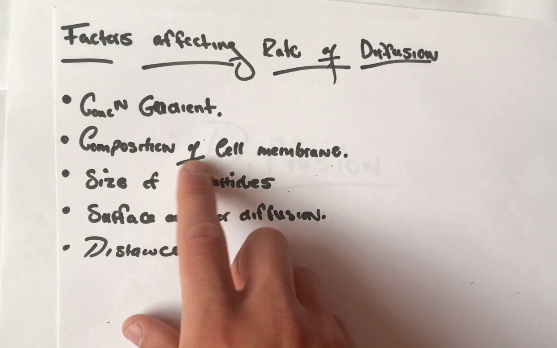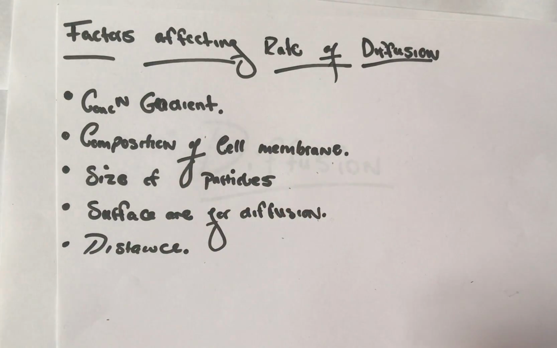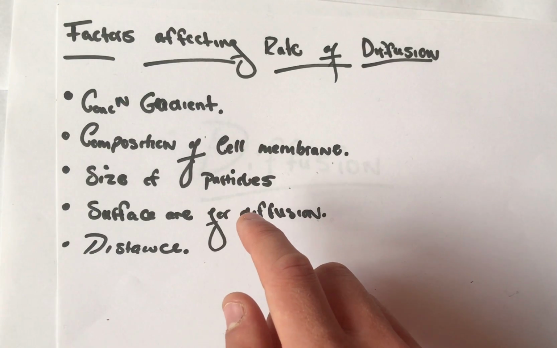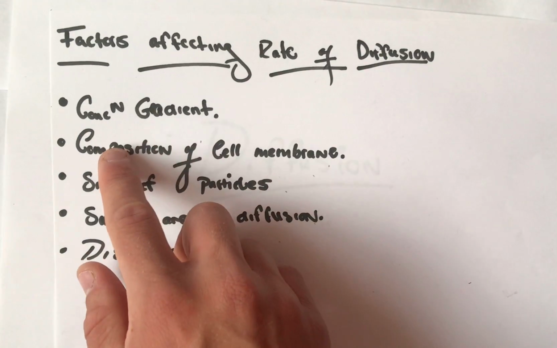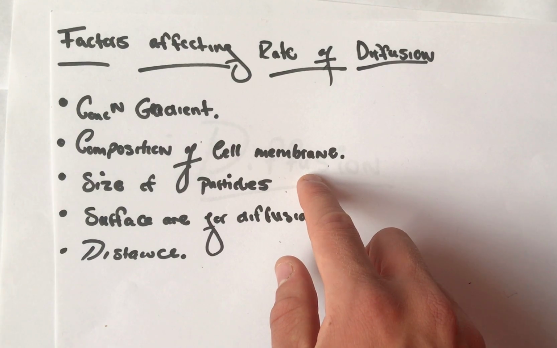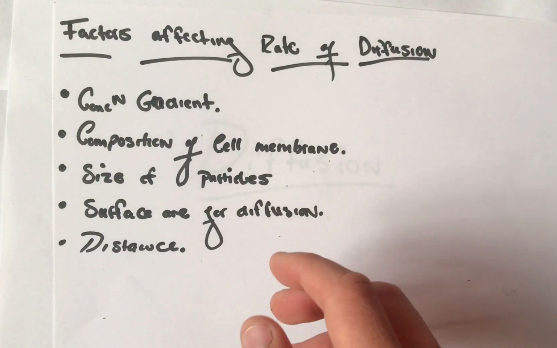We also have the composition of the cell membrane, and as we will focus on later in the video, the factors that affect the rate of diffusion are the composition of intrinsic channel proteins and carrier proteins which are found along the cell membrane. More proteins along the cell membrane will mean a faster rate of diffusion.